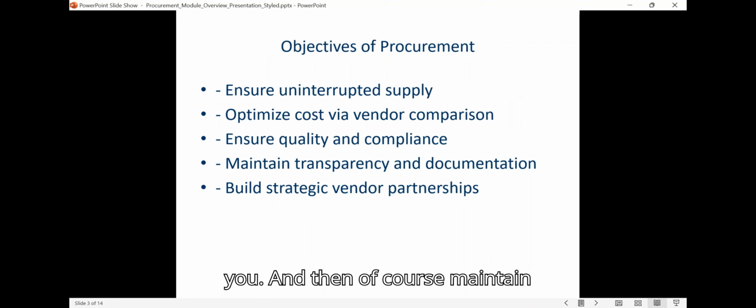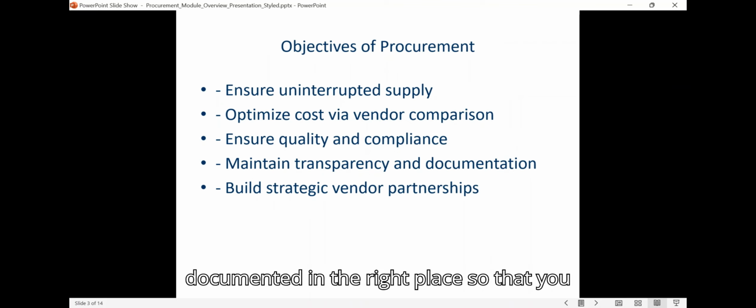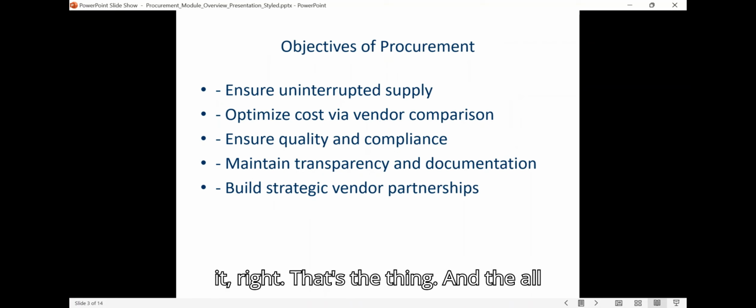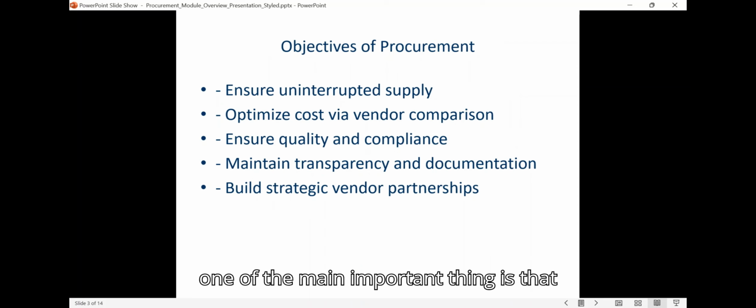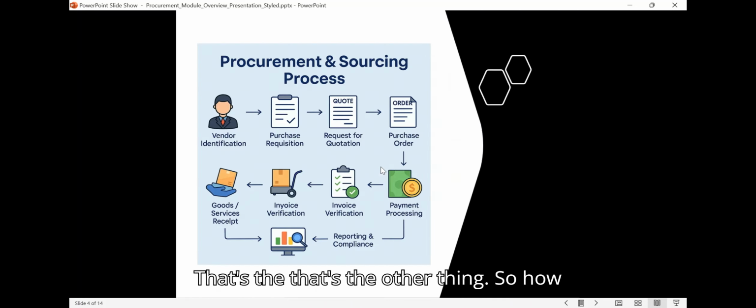And of course, maintain transparency and documentation, like invoices, quotations, or any specific documentation, be it the approval process or anything. It should be documented in the right place, so that you can always go back and audit it, right? And one of the main important things is to build strategic vendor partnerships. That's the other thing. So how does the procurement and sourcing process start, right?